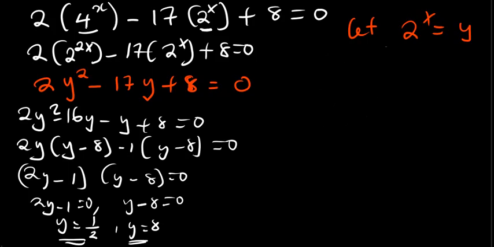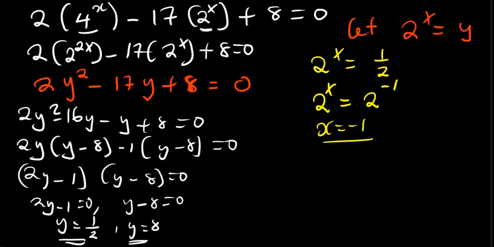Remember, we had to let 2 to the power x equal to something. So now our goal is to find the value of x. We say 2 to the power x. The first answer that I found is 1 over 2. But 1 over 2 is the same as 2 to the power negative 1. If there is a provision of making the base the same, then that is okay. Now the bases are the same, equate the powers to each other. x is equal to negative 1. So that is the first answer that I have for x.